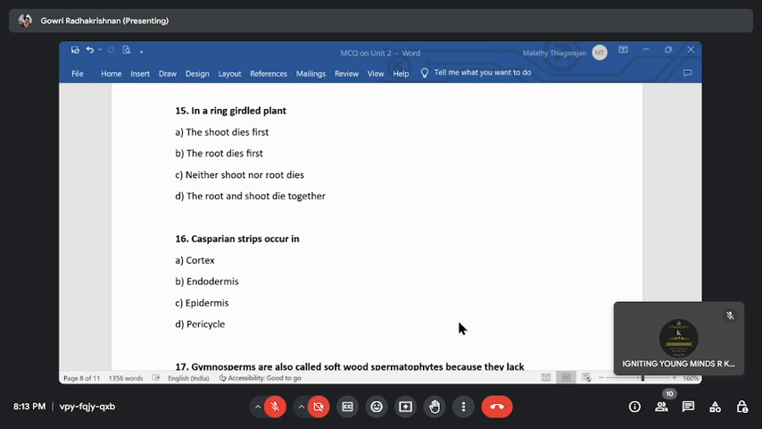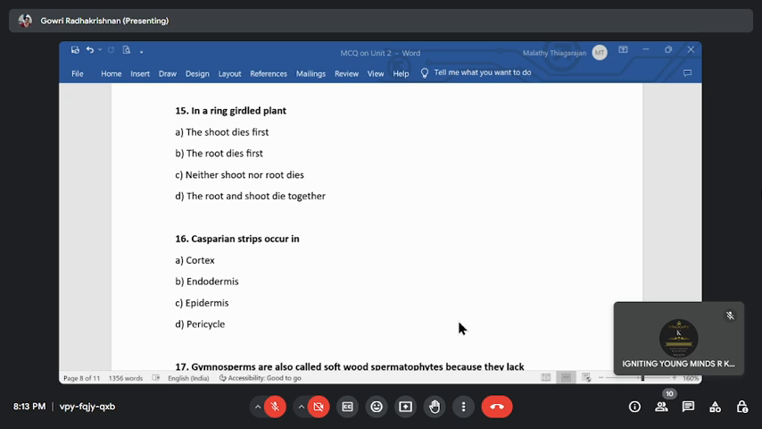Ma'am, can you say please? No, I don't understand what you're saying. Ma'am, if the transport of nutrients is cut from the roots to the stem, then the shoot should die first, right? I mean, the roots are in direct contact with the soil, so they can derive something, but the shoot depends on the root and the nutrients to be transported. So, how does the root die first?